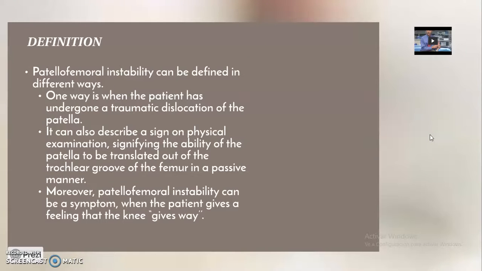Definitions. Patellofemoral instability can be defined in different ways. One way is when the patient has undergone traumatic dislocation of the patella. It can also describe a finding of physical examination, signifying the ability of the patella to be translated out of the trochlear groove of the femur in a passive manner. Moreover, patellofemoral instability can be symptoms, with the patient feeling that the knee gives way.